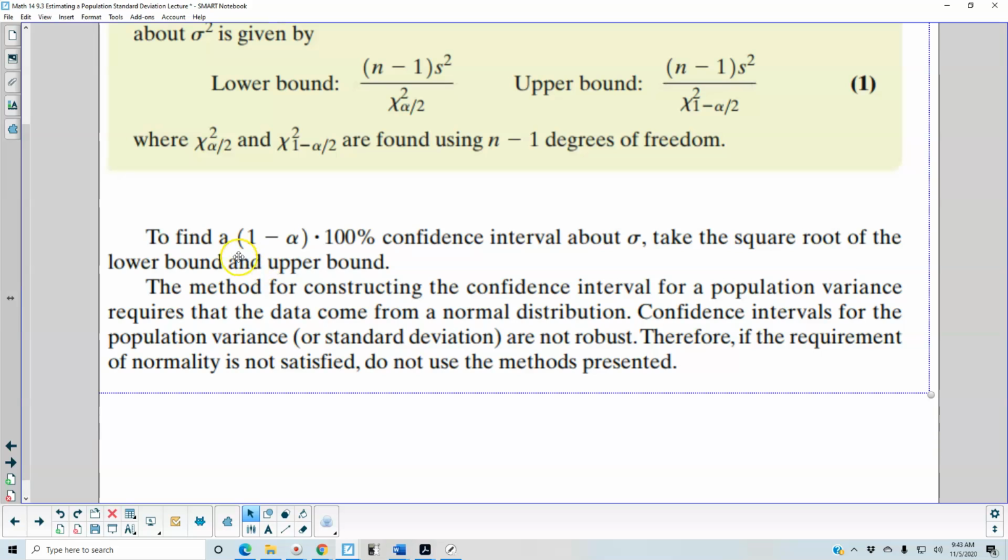Now, to find a confidence interval about the population standard deviation, you would take the square root of the lower bound and the upper bound. The method for constructing a confidence interval for a population variance requires that the data come from a normal distribution. Confidence intervals for the population variance or standard deviation are not robust. Therefore, if the requirement of normality is not satisfied, do not use the methods presented.